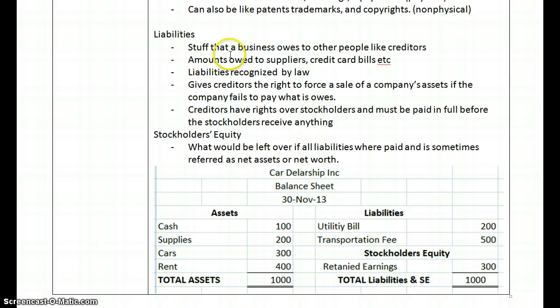Okay, let's talk about liabilities. These are the things that the business owes to certain people, like creditors. They're the amounts owed to suppliers, credit card bills, etc. And they're basically recognized by law. And liabilities give the creditors the right to force a sale of a company's assets, even if the company fails to pay what it owes to the creditor. Let's add that in just for the record.